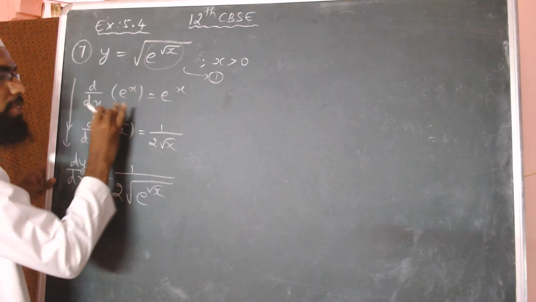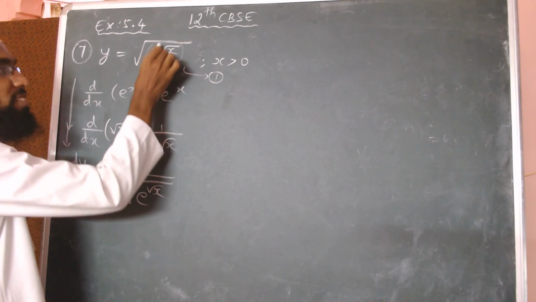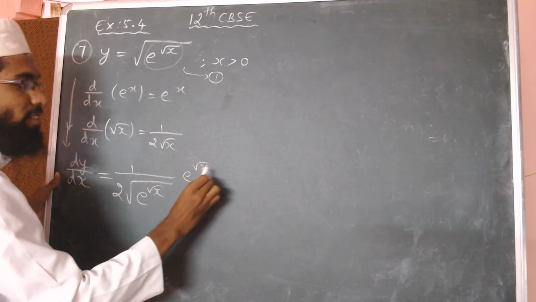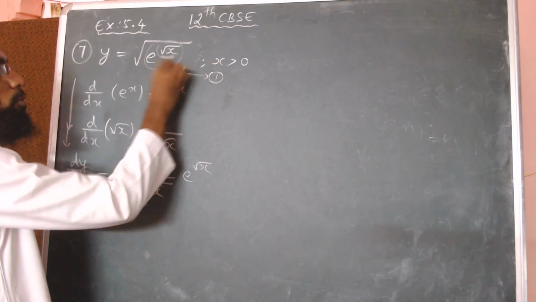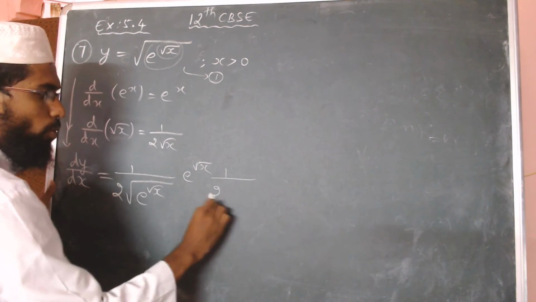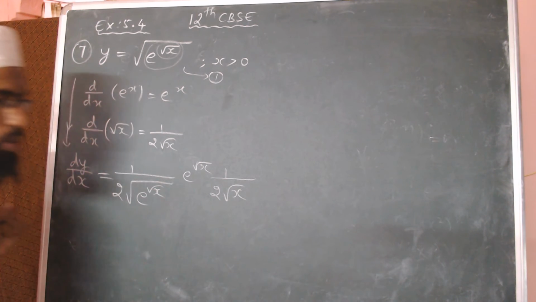The derivative of e power x is e power x, so e power root x is e power root x. Now I have to differentiate that root x. The derivative of root x is nothing but 1 by 2 root x.